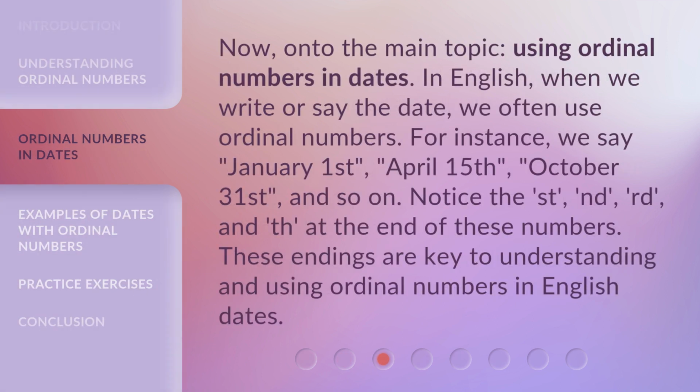Now, onto the main topic. Using ordinal numbers and dates. In English, when we write or say the date, we often use ordinal numbers. For instance, we say January 1st, April 15th, October 31st, and so on. Notice the st, nd, rd, and th at the end of these numbers. These endings are key to understanding and using ordinal numbers in English dates.